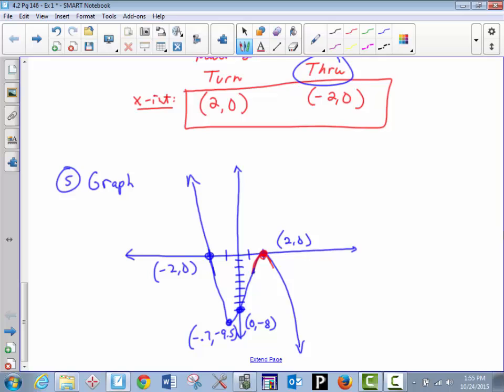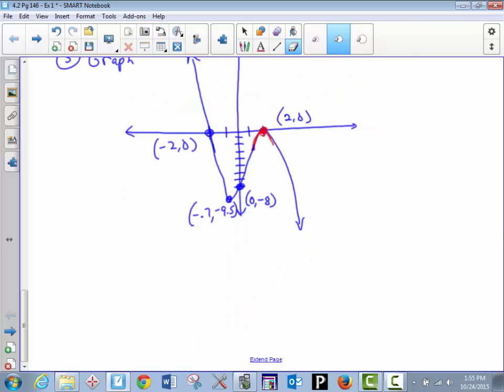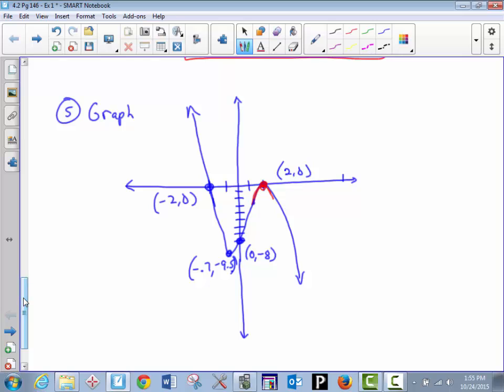What I would do is I would go ahead and extend this on down and indicate for me what you set the window to. This was negative 10, this was positive 10, and this was negative 20, so that we could visually see that relative minimum a little bit easier.